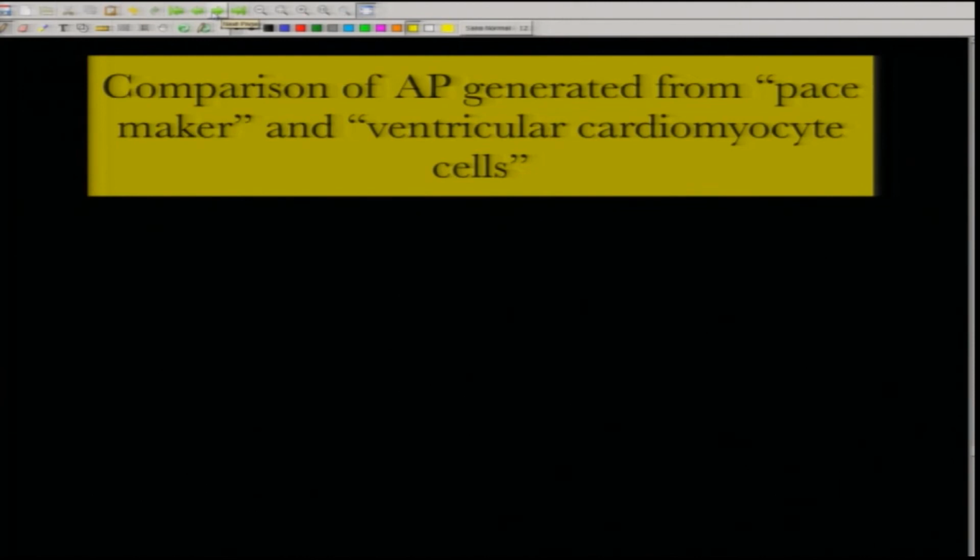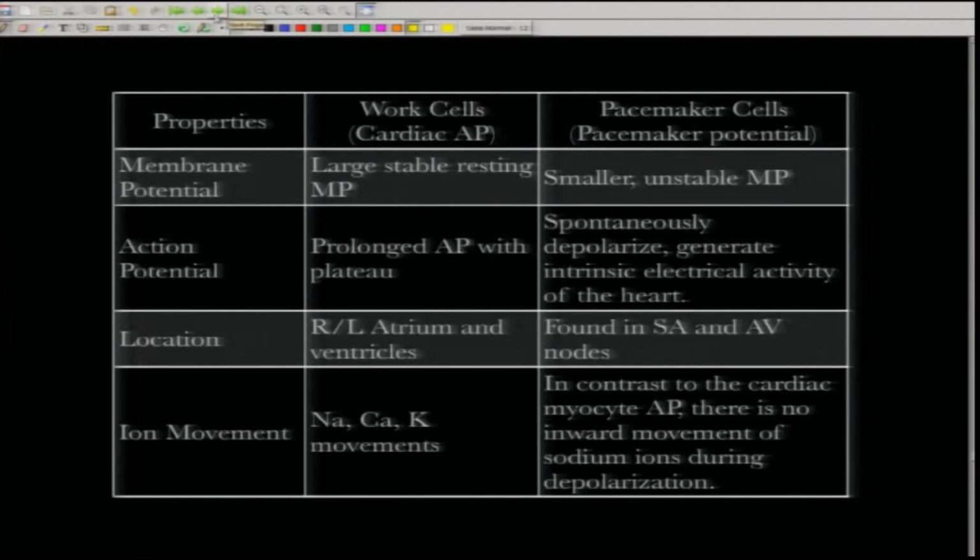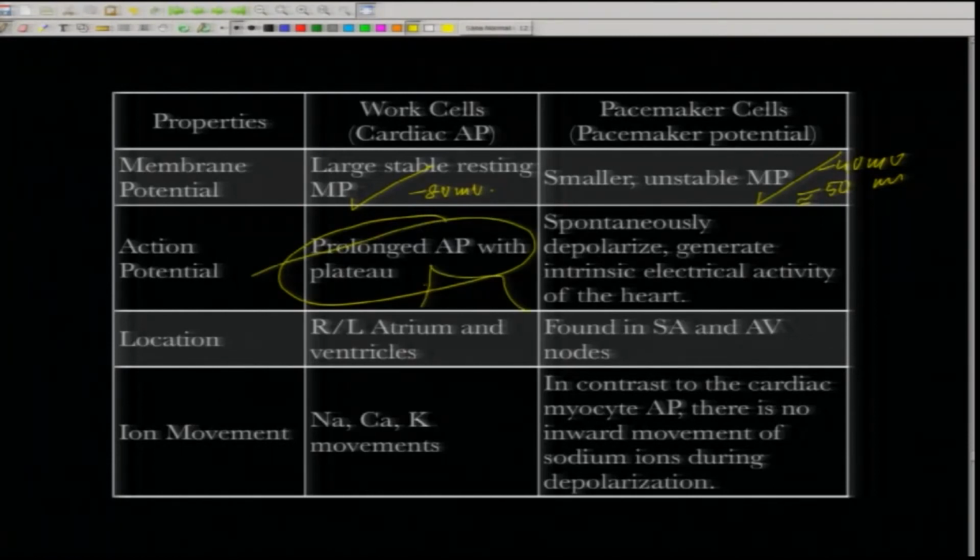So, a comparison of the action potential from pacemaker and ventricular cardiomyocyte cells, these are the basic differences you need to work out. Cardiac action potential: large, stable resting membrane potential around minus 80 millivolts, right. Pacemaker: smaller, unstable potential around minus 50 or minus 40 millivolts. The cardiac one has a prolonged action potential with a plateau. So, you remember this, something like this. The pacemaker one is spontaneously depolarized, completely spontaneous and intrinsic, and it controls the intrinsic electrical activity of the heart.